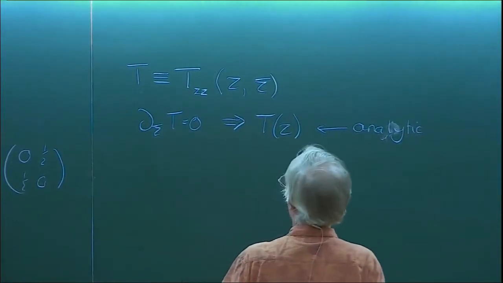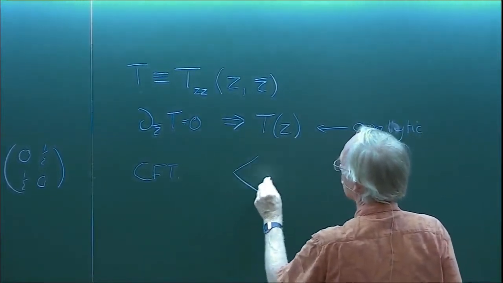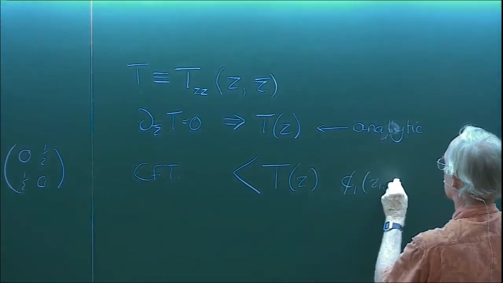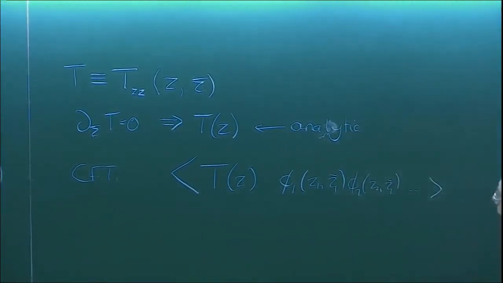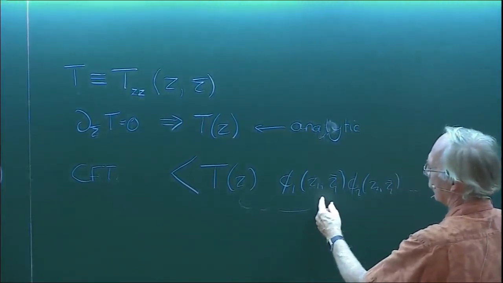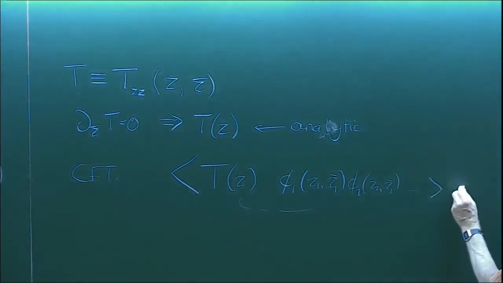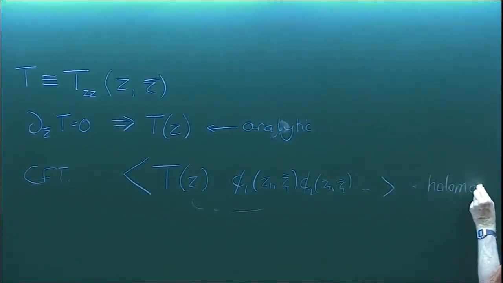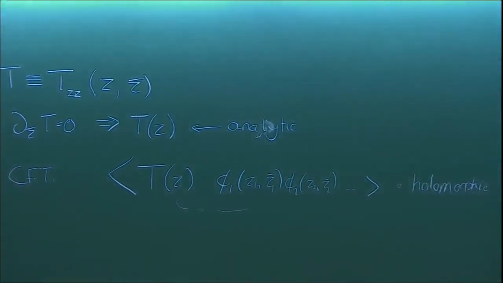What that really means now in the quantum theory, in the CFT, is that when we consider correlation functions of T of Z with a bunch of other fields like phi 1 of Z1, Z1 bar, phi 2 of Z2, Z2 bar, this thing is an analytic function of Z with possible singularities where Z hits Z1 or Z2. So it's what we call a holomorphic function. That is, it's analytic apart from possible singularities where these points coincide.